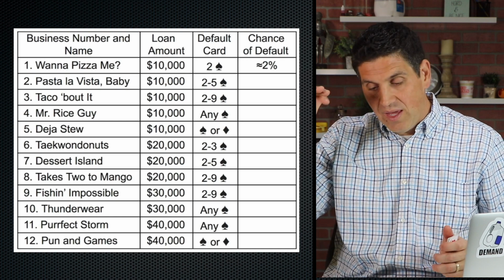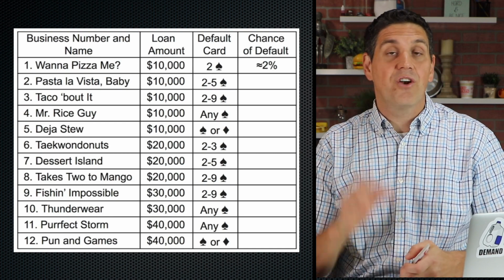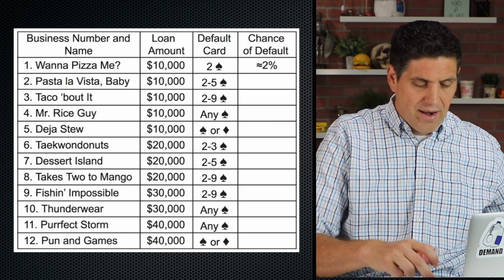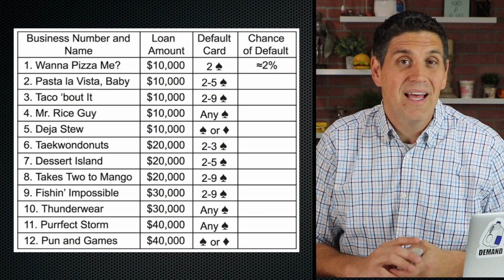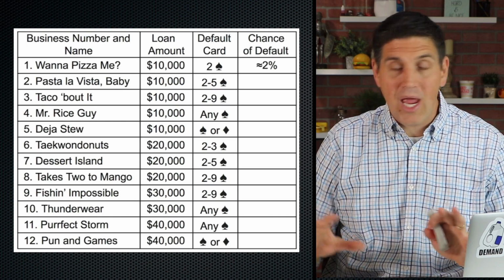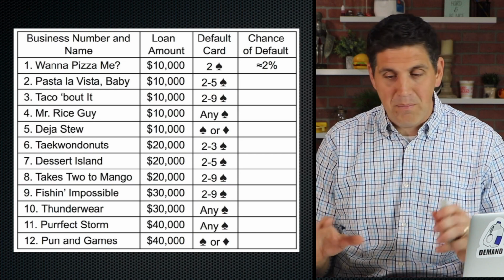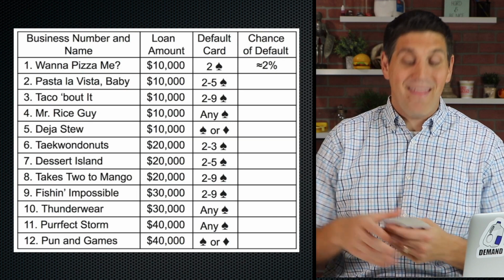This tells you the business name and the loan amount that each business is going to need, and then their default card. Their default card, and I explain this in the PowerPoint as well, is the card they're going to pick to default after they get the loan. So in the round, they're going to walk around and negotiate an interest rate with different banks. And at the end, they're going to come to me, tell me their interest rate, we're going to record their interest rate, and then they have to pick a card.